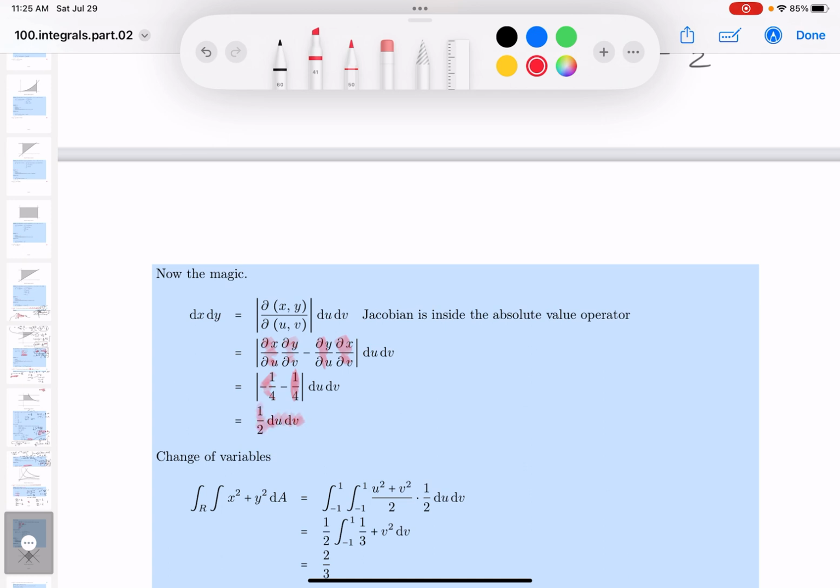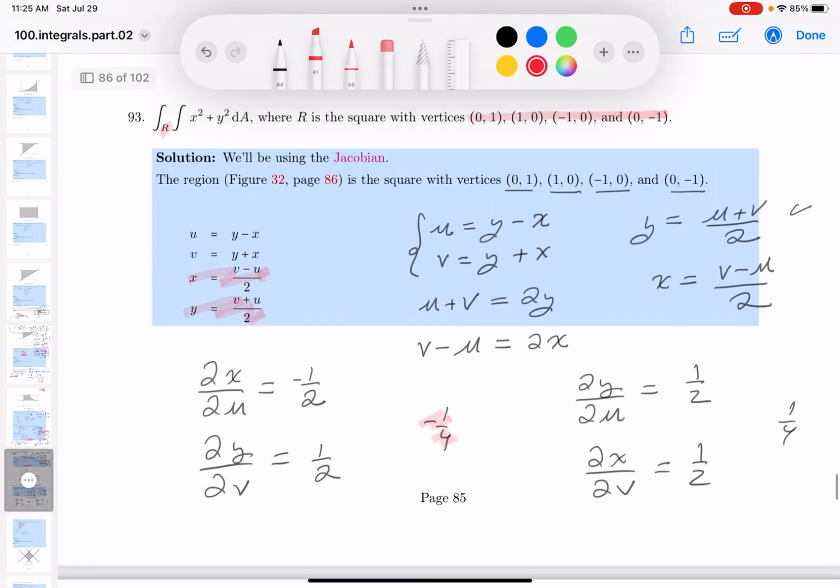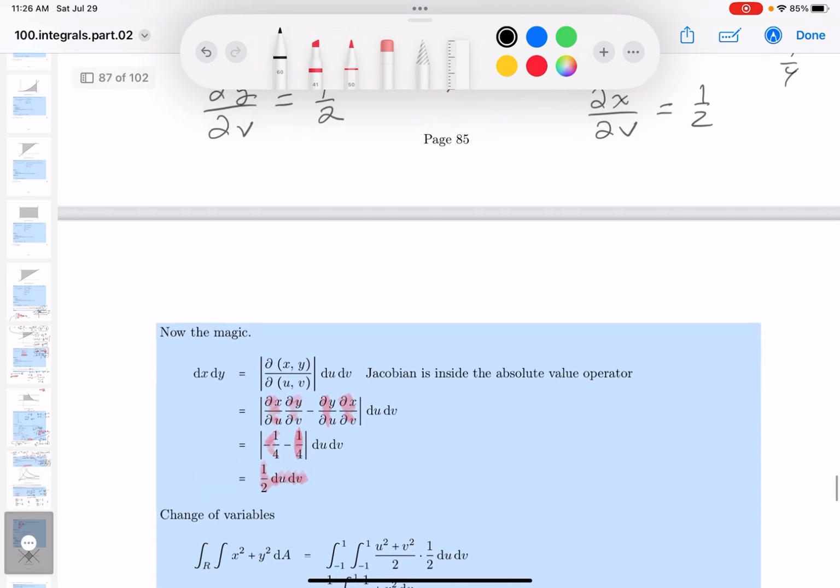Okay? Let's put our integration down again. And again, it's going to be some thinking still. I mean, we have to think about it. It's going to be x squared plus y squared. We'll take care of that later, by the way. And then the dA goes down. And what's that going to be? That's going to be the 1/2 du dv.